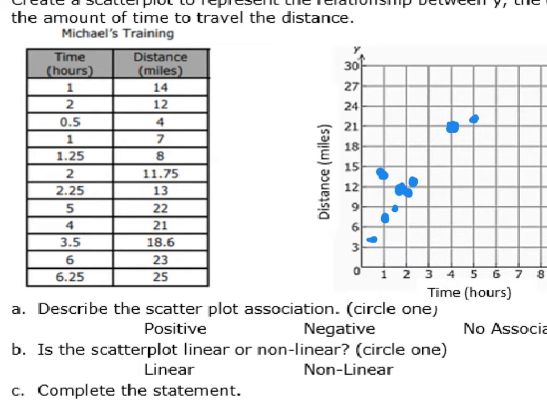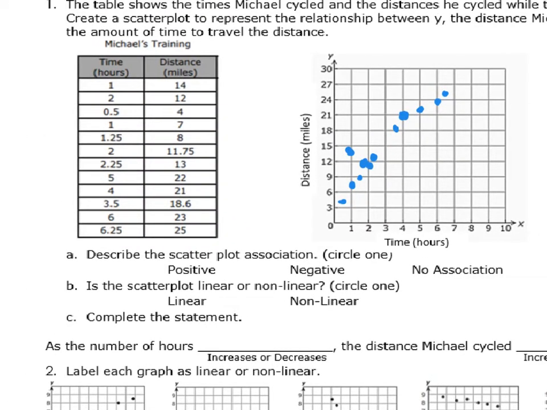3.5 is 18.6. 6 hours is 23. And 6.25 is 25. So describe the scatter plot association. This one looks like as the time is increasing, the distance is increasing, it's going up. So I would say that this is a positive.